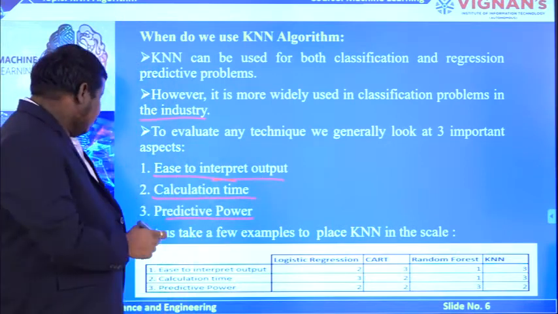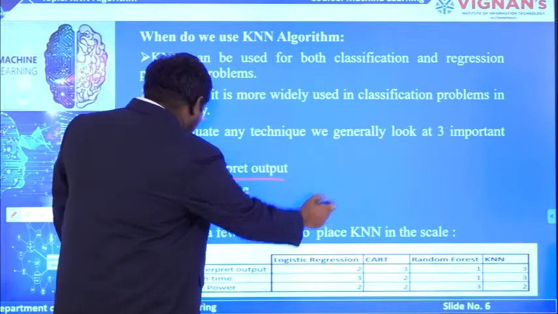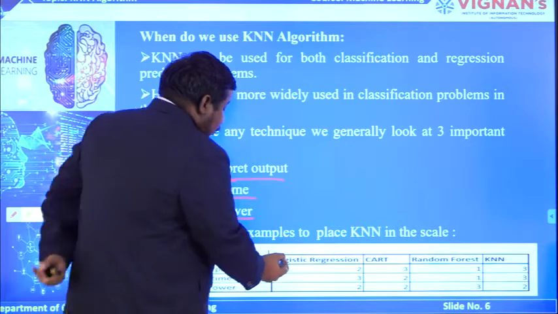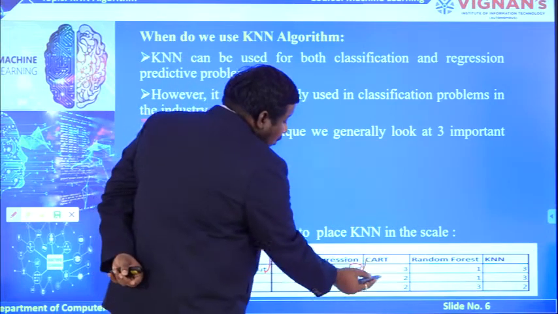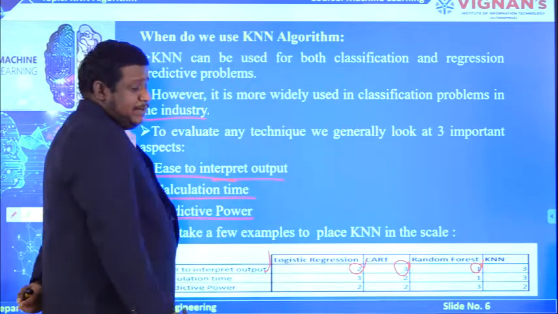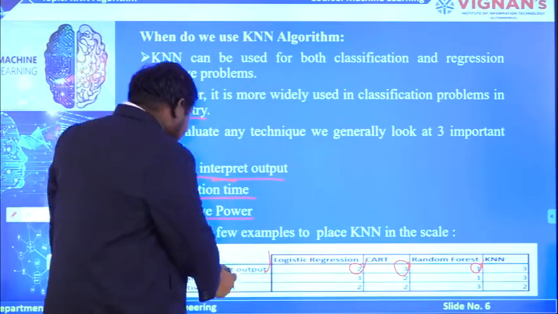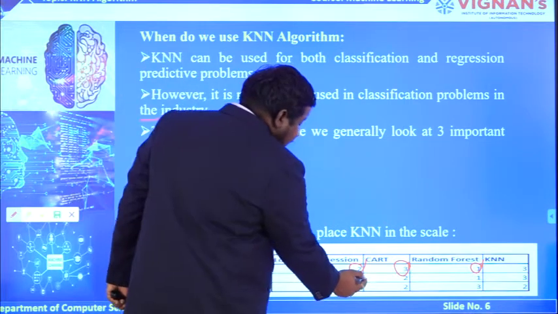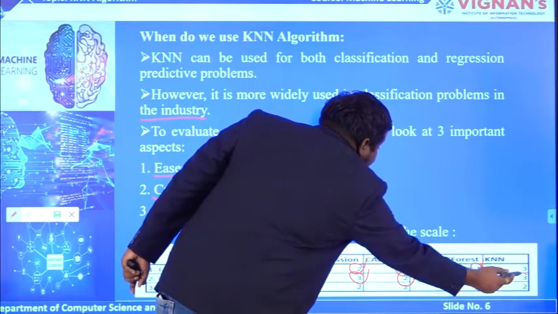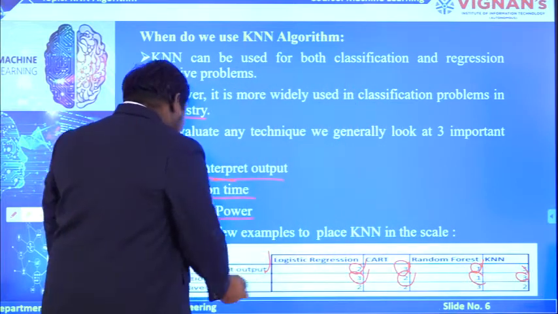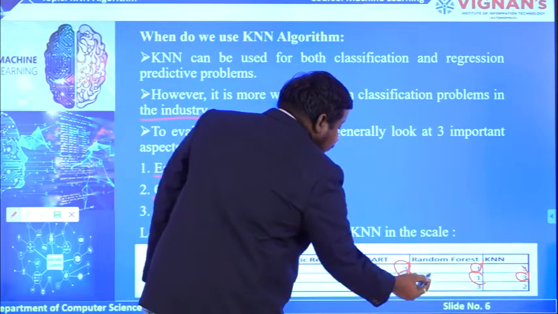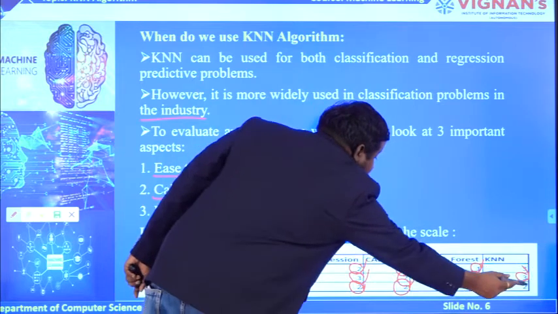See, we have taken some examples for the KNN scale. Ease of interpreting output is the first important factor we are taking. For this, logistic regression value is 2, CART is 3, random forest is 1, and for KNN it is 3. Similarly, for calculation time, logistic regression is 3, CART is 2, random forest is 1, and for KNN it is 3. In a similar way, for predictive power, logistic regression takes the value 2, CART has 2, random forest has 3, and of course KNN has 2.